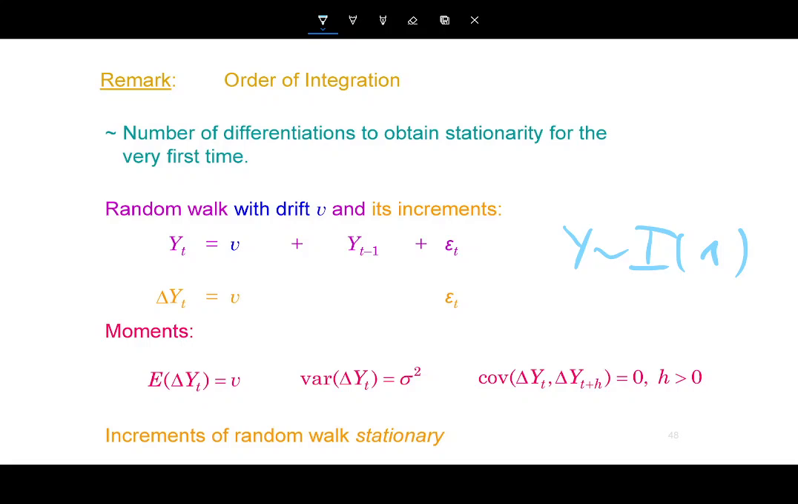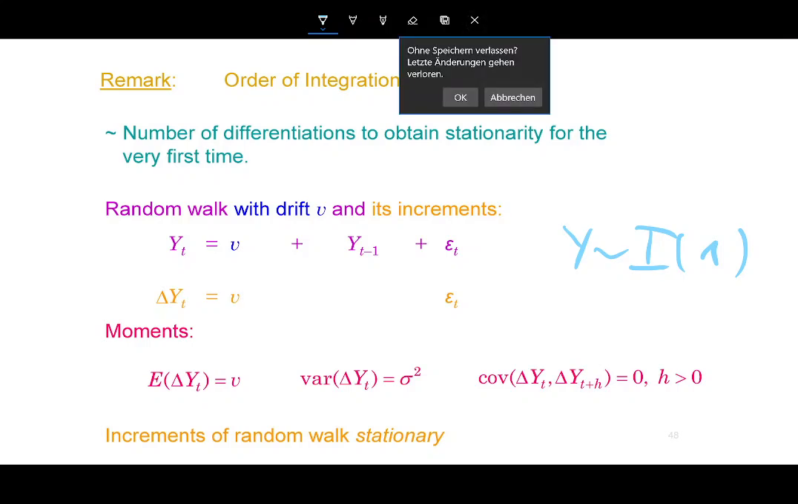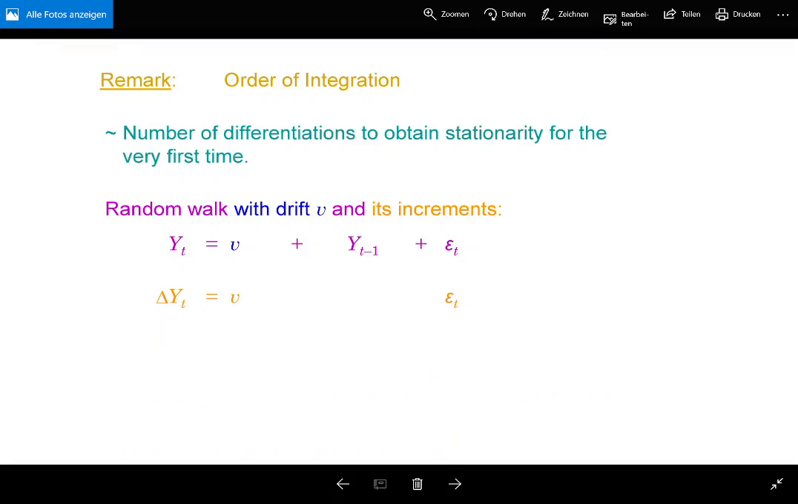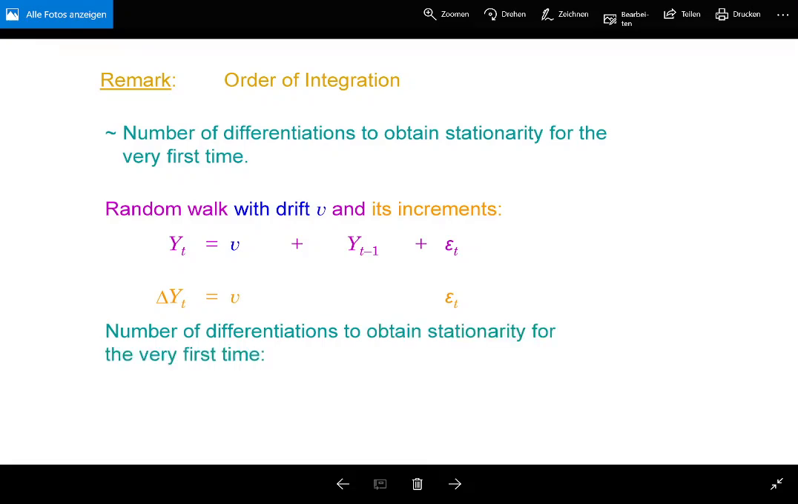I(0) means literally that you don't need to differentiate the process to get a stationary process for the very first time. But not just that, I'm going to come back to that a little bit later. I need to try to define this, but this is how it's going to be. So the number of differentiations to get a stationary process for the very first time is going to be equal to 1.